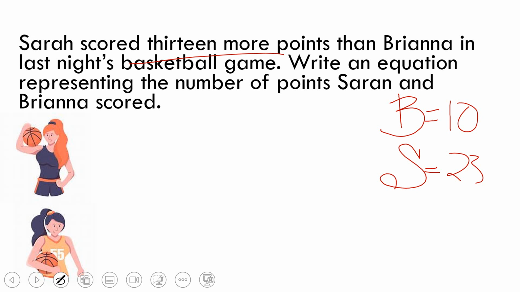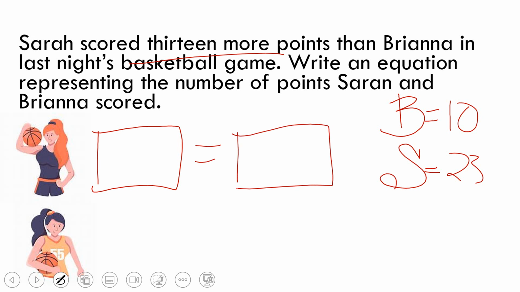So I want you to come up with an equation. Don't use the 10 and the 23. You're going to use a B and an S and any other values. And I want you to come up with an expression that when you plug in 10 for Brianna and you plug in 23 for Sarah, the equation makes sense. The left side equals the right side. Does anybody have a guess what this could look like? One option. Okay, let's go. What do you think?